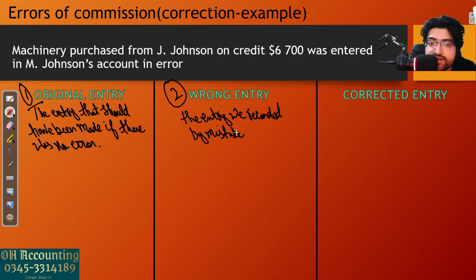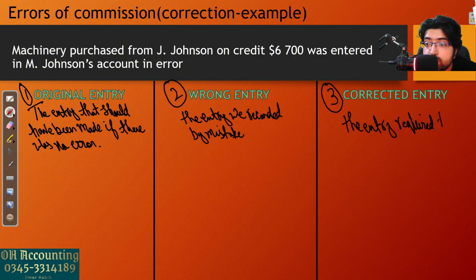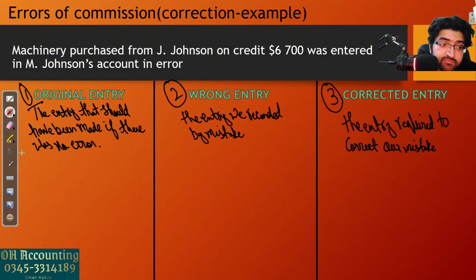Okay, this is the wrong entry that we have made, the entry that we have recorded by mistake. And then the corrected entry, the entry required to correct our mistake. ठीक है? It is always easier when you will do this in 3 steps.